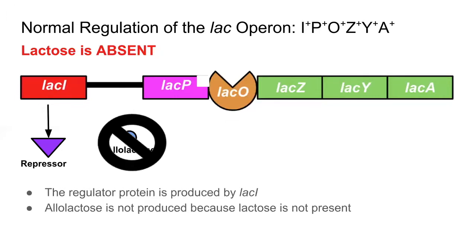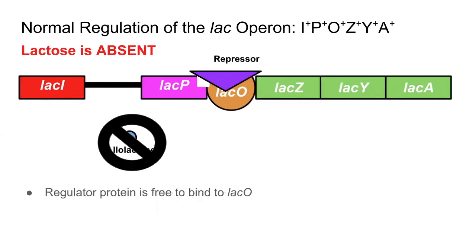Just as before, LAC-I produces the regulatory protein, the repressor. However, in this case, allolactose is not present and is not available to bind to the repressor molecule. Because of the absence of lactose, and therefore the absence of allolactose, the repressor is free to bind to the operator region, LAC-O. This also blocks the binding site on LAC-P for RNA polymerase.